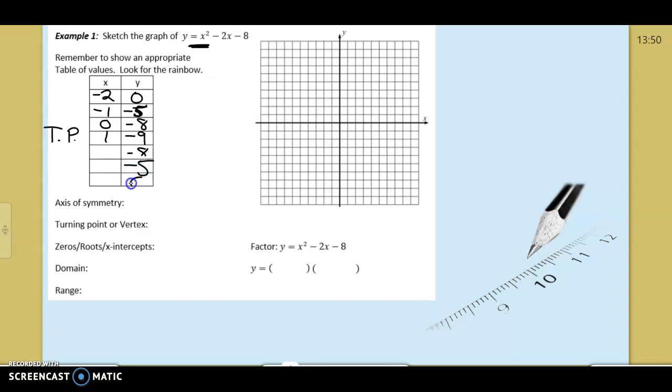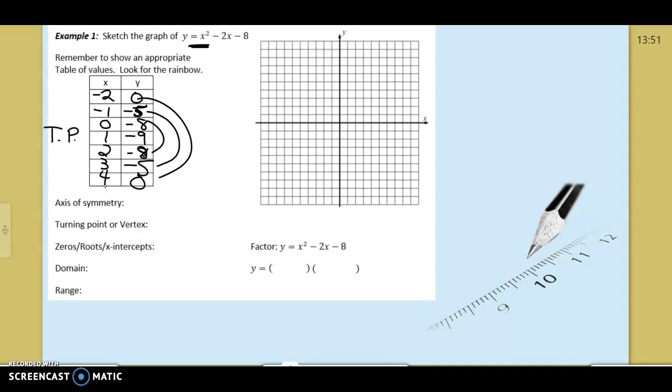-5 and 0. So these numbers just ended up repeating, making that U shape that we see on the graph. Now, these continue to go in increasing value, 2, 3, and 4. So now you've got enough points to plot this and get an idea for what it looks like.